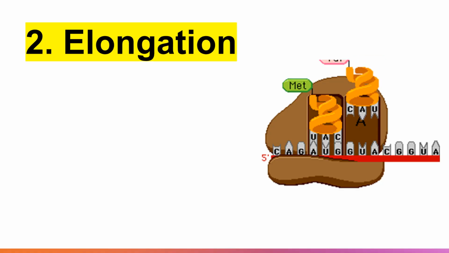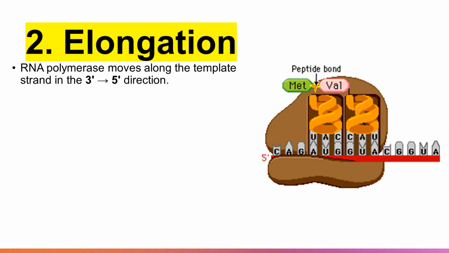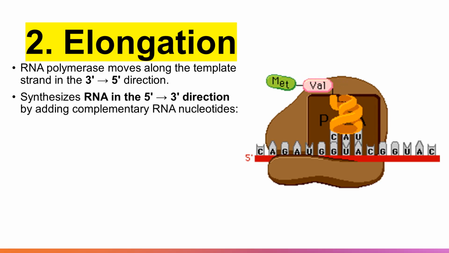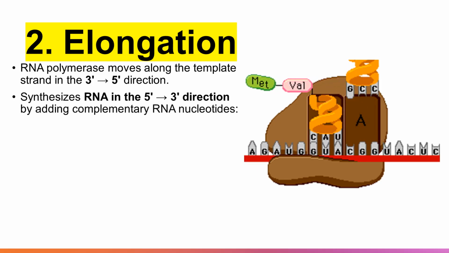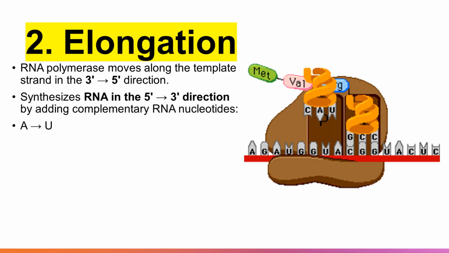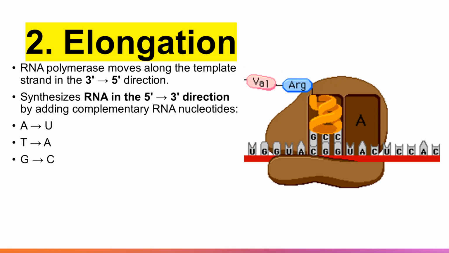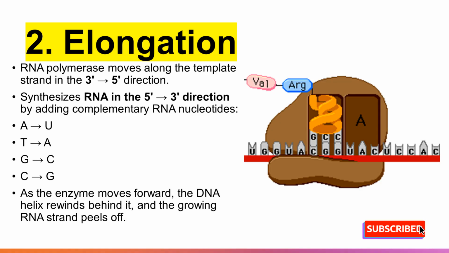2. Elongation. RNA polymerase moves along the template strand in the 3' to 5' direction. Synthesizes RNA in the 5' to 3' direction by adding complementary RNA nucleotides: A-U, T-A, G-C, C-G. As the enzyme moves forward, the DNA helix rewinds behind it, and the growing RNA strand peels off.